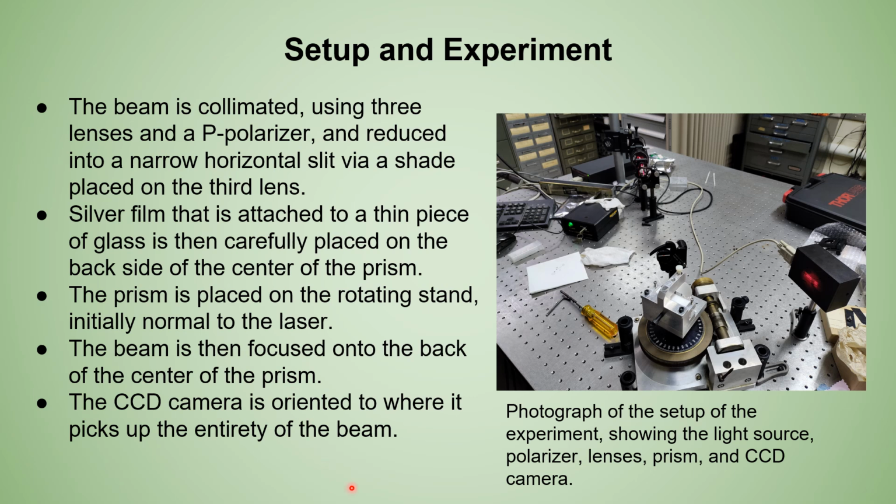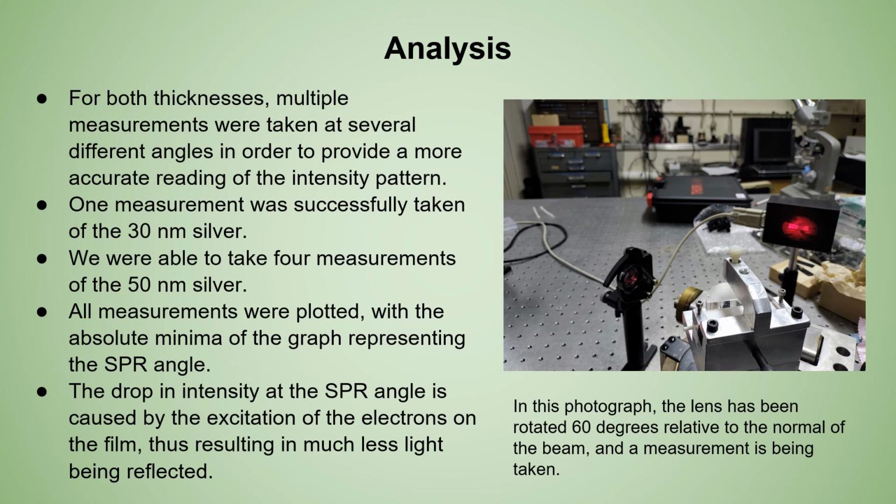We would use this, and we could turn it a little bit using the computer that would be off camera over here to observe the light intensity measurements from the camera until we saw that drop in reflection that we were looking for. For analysis, we had 2 different thicknesses of silver film, one at 50 nanometers and one at 30 nanometers. We had many pieces of it, but those are the 2 sizes we had.